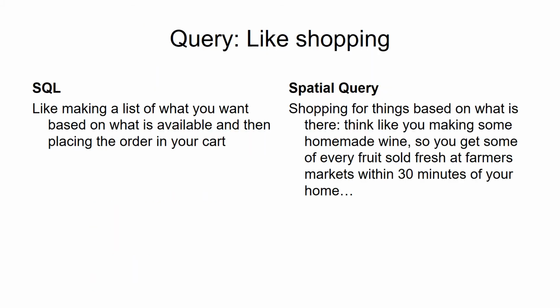So let's look. A query is a lot like shopping. SQL is the way you make your list about what you want, that puts it in your cart. Spatial query is like shopping for things based on what's there. In other words, instead of going in with a list of what you want, you would simply say, I want everything within 30 meters of the center of the fruit aisle, and so you go to the fruit section and you get everything that's close to that, spatially defined, not based on what it is, but based on where it is.